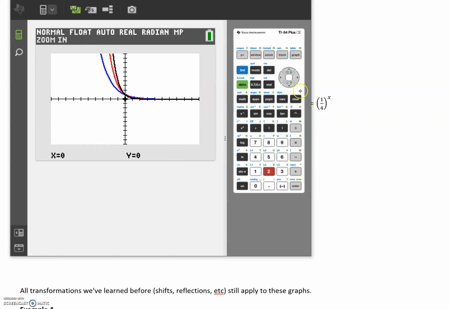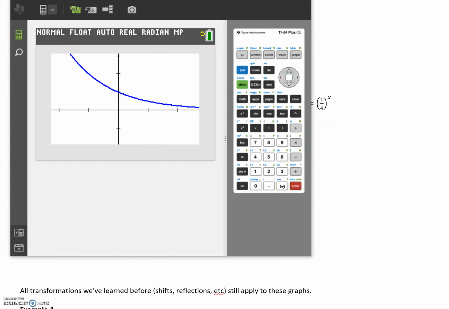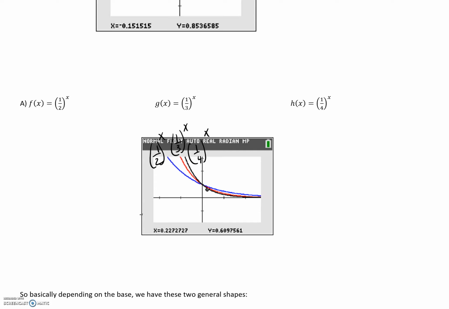If I do a zoom in to see what happens when the values of x are positive versus negative, remember half to the x is this blue one, a third to the x is the red one, and 1/4 to the x is the black one. On the right, a half to the x happens to be higher, and a fourth to the x happens to be lower. So let's go make a note of that in our graph. So we got a half to the x, a third to the x, and 1/4 to the x.